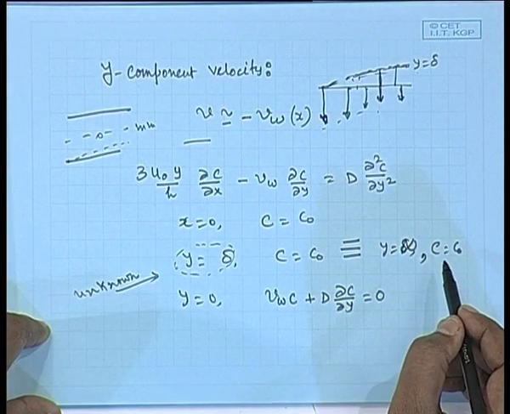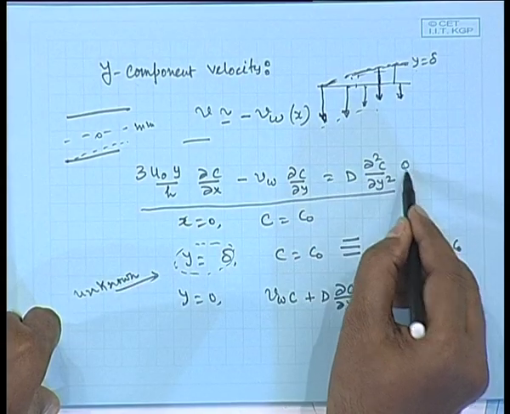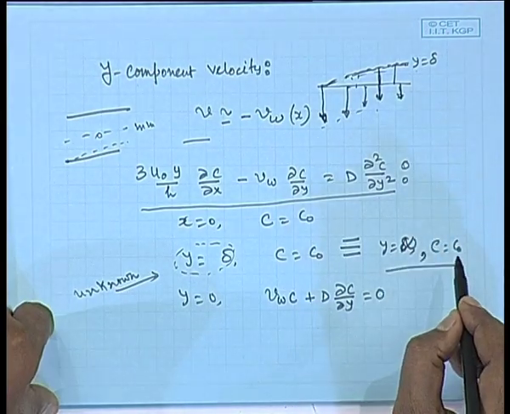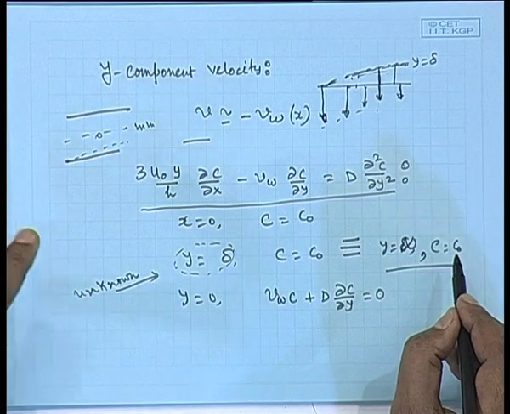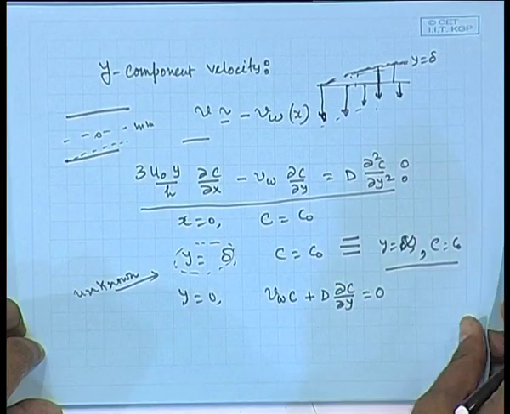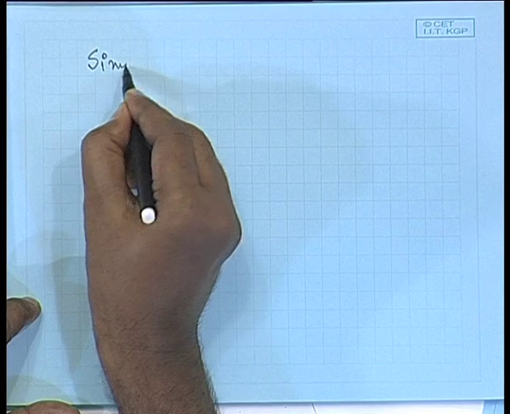Okay. So, now the governing equation is a parabolic one. This will be having a boundary condition at infinity. So, you will be having a similarity solution for this particular case. Okay. Now, let us look into the similarity solution.